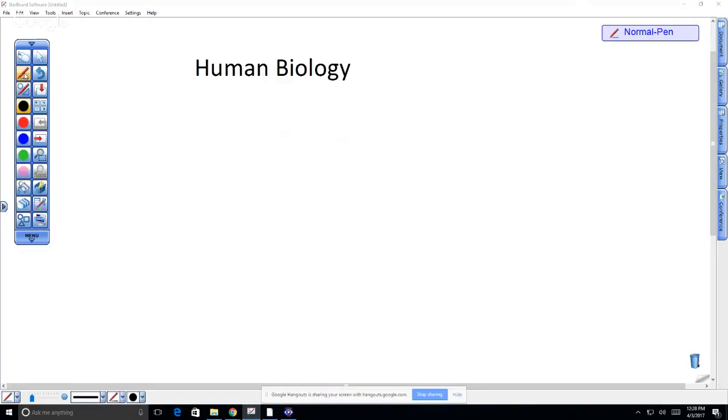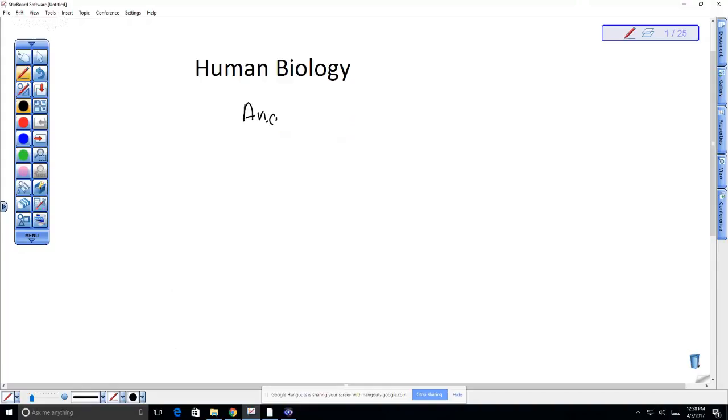Okay, let me turn some lights off. Can everybody see the screen okay? So when we spoke about studying human biology, we have 2 different components, 2 different areas of emphasis, and they're actually very intertwined and interrelated. So we can talk about the anatomy.